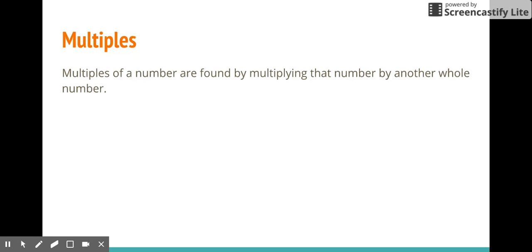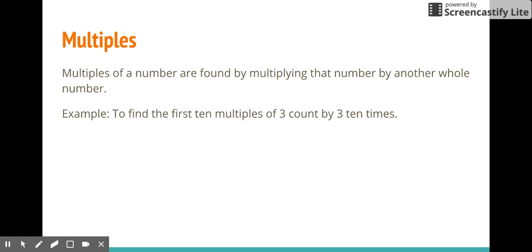When we talk about multiples, we're really just talking about a number that's found by multiplying that particular number by another whole number. For example, to find the first 10 multiples of 3, we're going to count by 3 10 times. So 3, 6, 9, 12, 15, 18, 21, 24, 27, and 30.